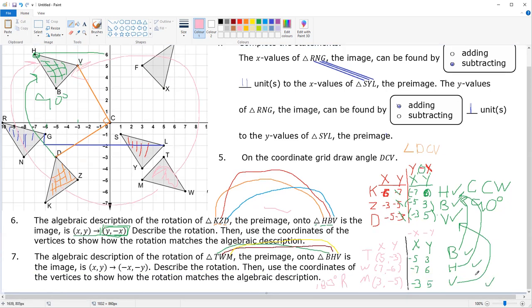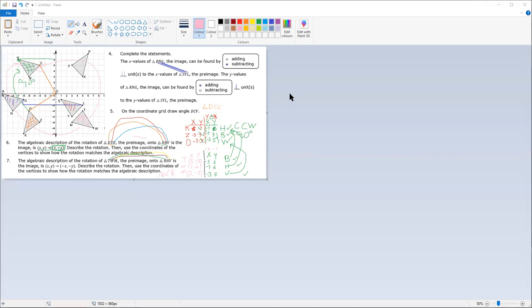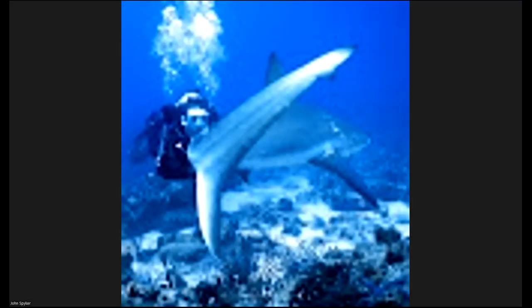All right, so that is the answers to 4 through 8. And I hope that was helpful. And I'm going to end this one so it'll save.